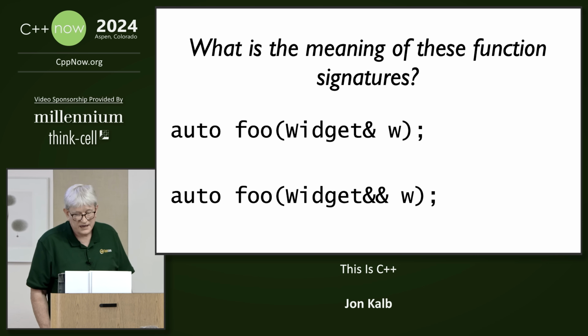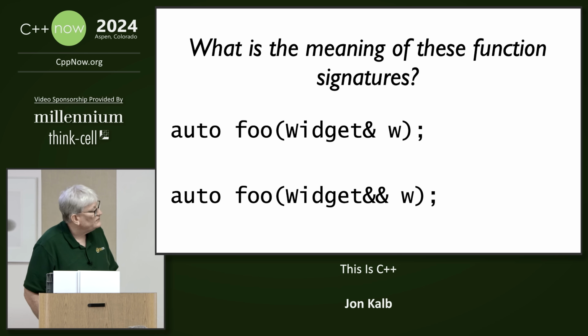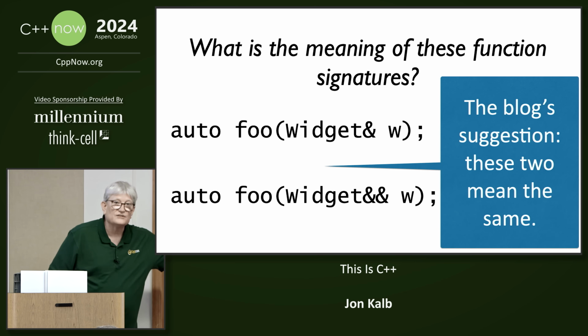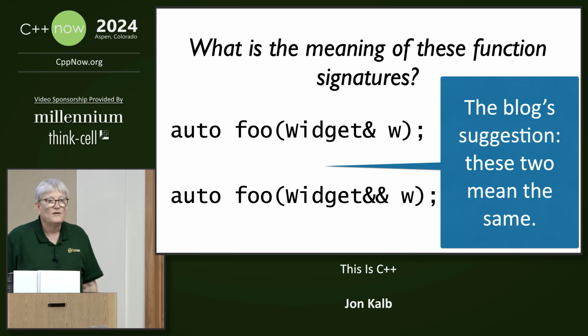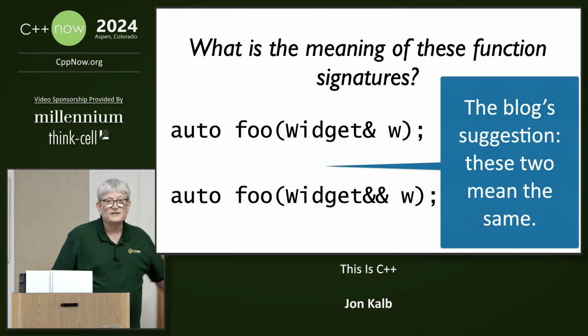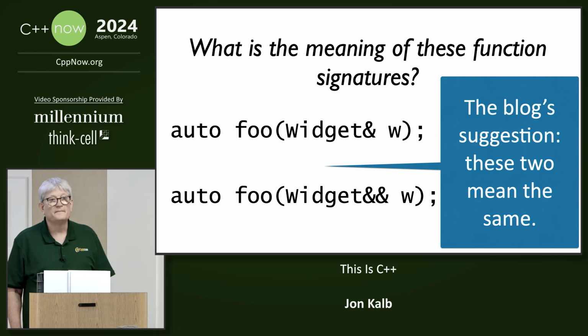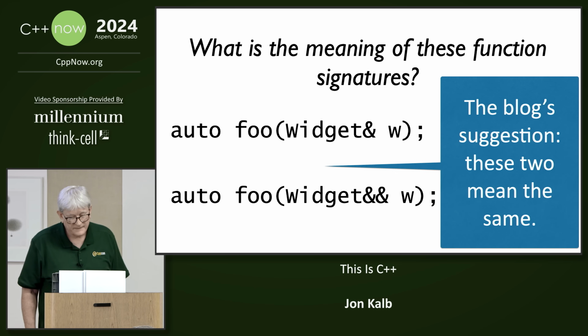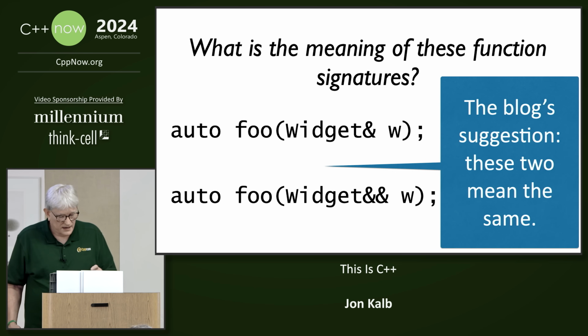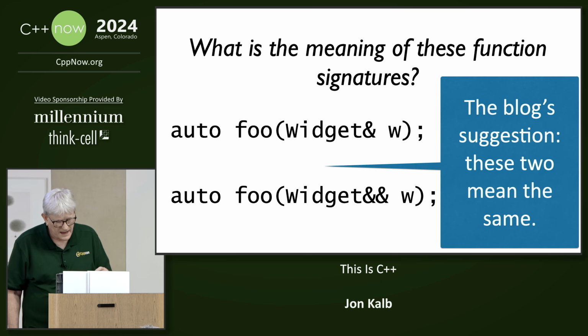according to the blog post, what this means is essentially that these things have the same meaning. The signatures have the same semantic meaning. In both cases, you can make any changes you want to the widget, but you have to leave it in a completely valid state. All its invariants still have to be there. All right, so the question you have to ask yourself is, is that really what you're expecting?